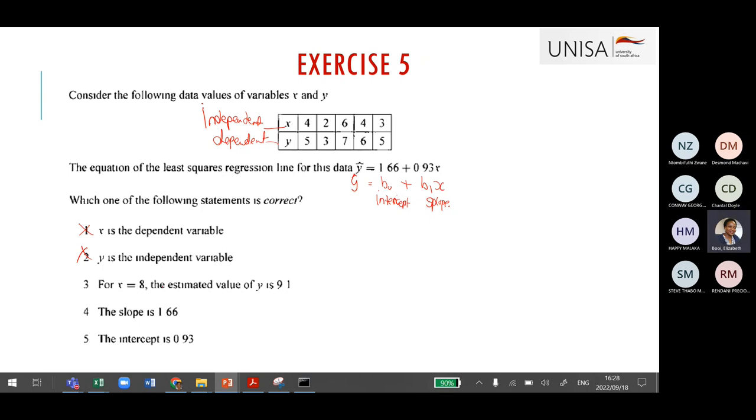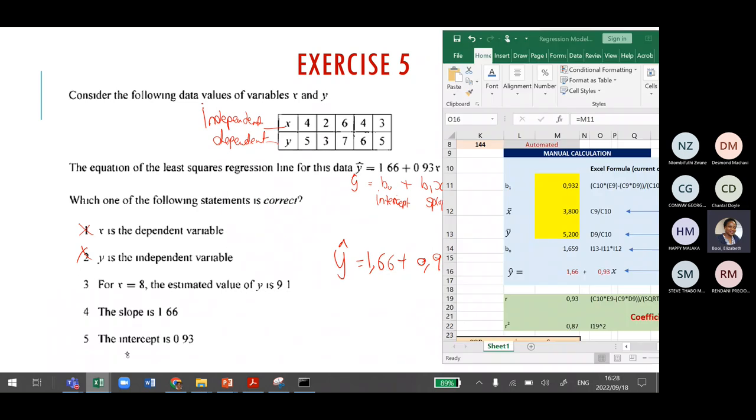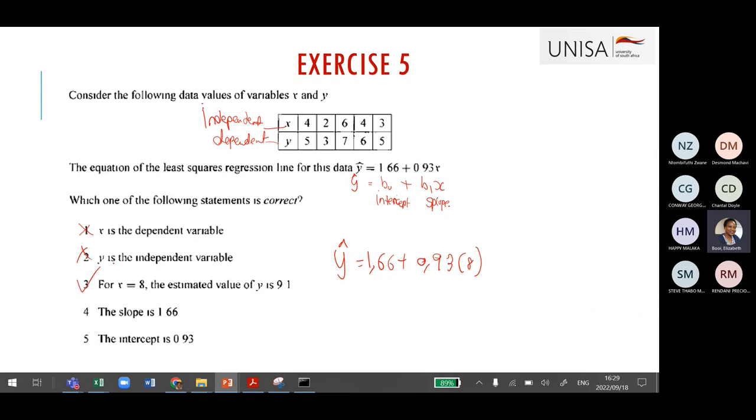For X equals 8, the estimated value is equal to 9.1. All you need to do is take your calculator and just substitute the value of 8 into the formula and calculate 0.93 times 8. Do you get 9.1? I will use my formula from here. Yes, 0.93 times 8 is equal to 9.111. Yes, so true. 9.1. So that is correct.